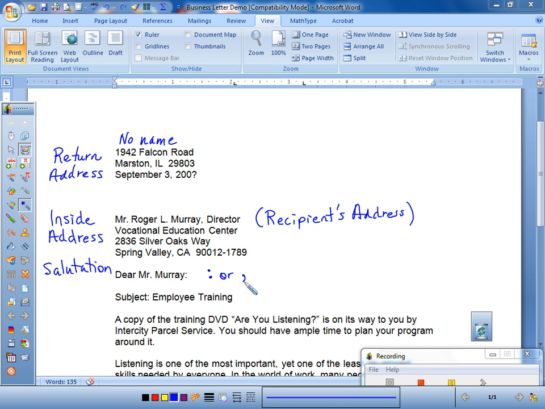And then the line after that, this is not a requirement. It's nice if you put this line in there, but it's actually not a requirement. Anybody want to, what's that line telling you? Yeah, it gives them a heads up and says, hey, this letter's going to be about, in this case, employees getting trained on something. And believe it or not, since they labeled it subject, we call that the subject line.